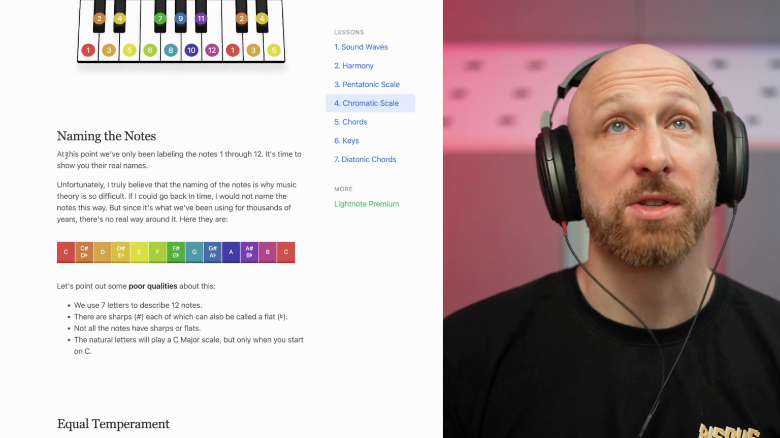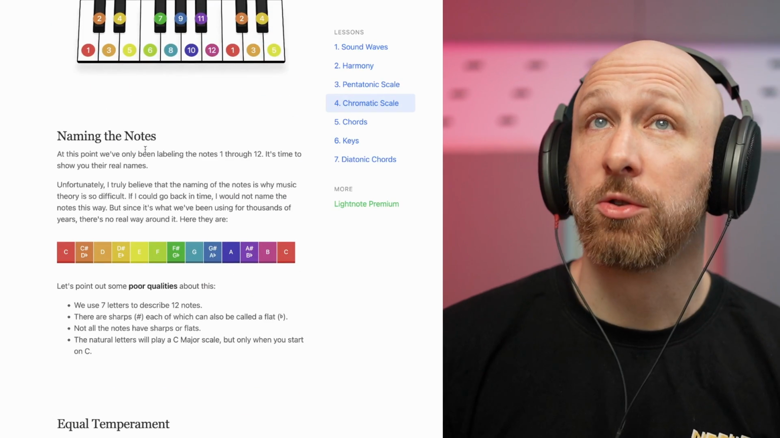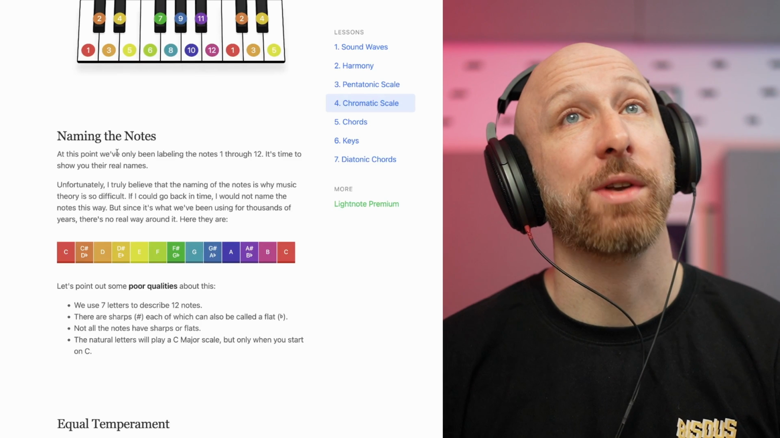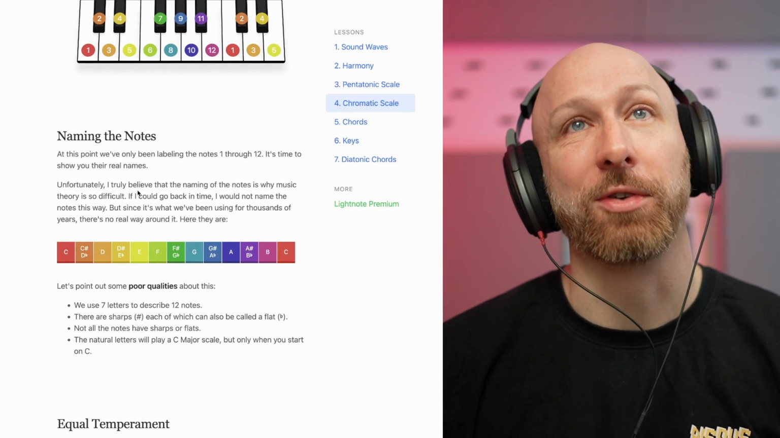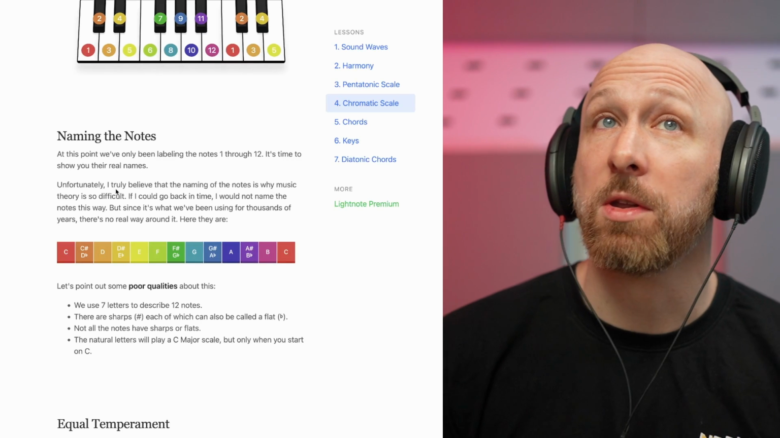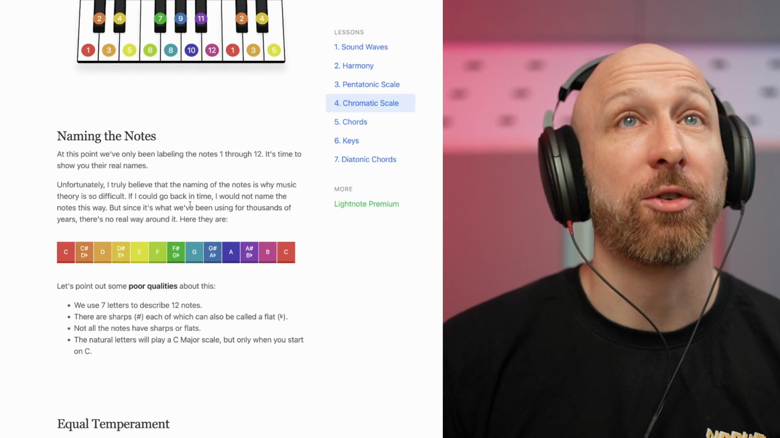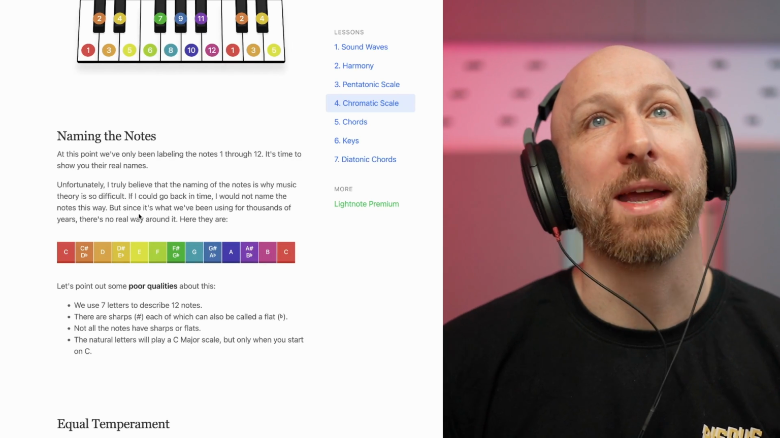Naming the notes. At this point, we've only been labeling the notes 1 to 12. It's time to show you all their real names. Unfortunately, I truly believe that the naming of notes is why music theory is so difficult. If I could go back in time, I would not name the notes this way, but since it's what we've been using for thousands of years, there's no real way around it.